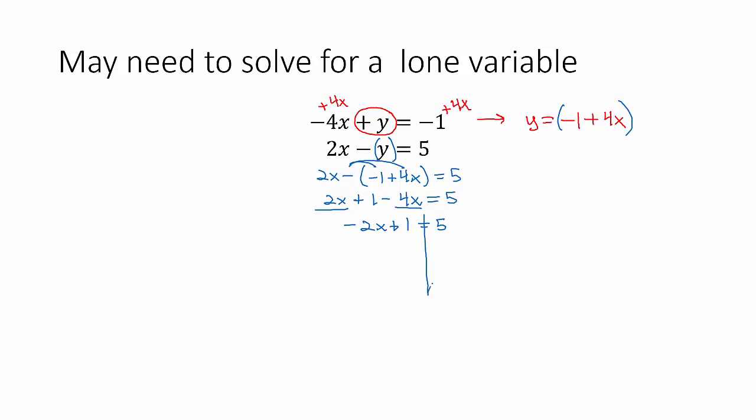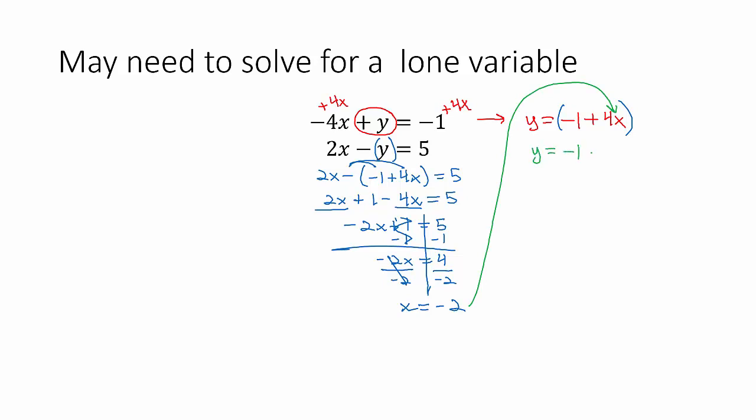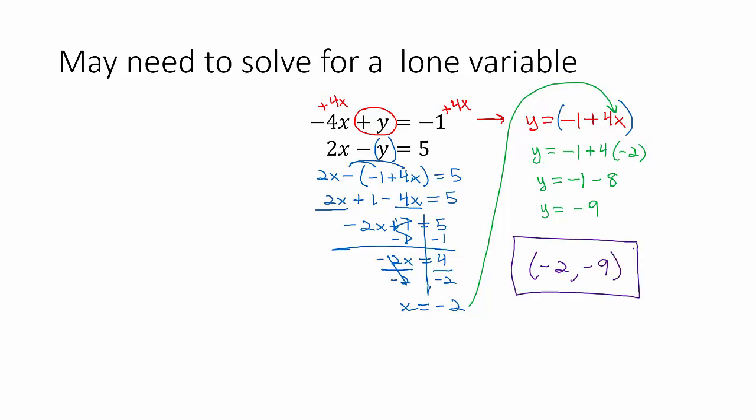And now that we're simplified, we're ready to solve. Subtract 1 from both sides. Negative 2x equals 4. Divide both sides by negative 2. And x is equal to negative 2. Now we can find y by plugging that into the y equals equation. Y equals negative 1 plus 4x, or 4 times negative 2. Order of operations says we multiply first. 4 times negative 2 is negative 8. And so y is equal to negative 9. And now we've got the solution to our system of equations. X comma y, negative 2, negative 9 is where these two lines will intersect.